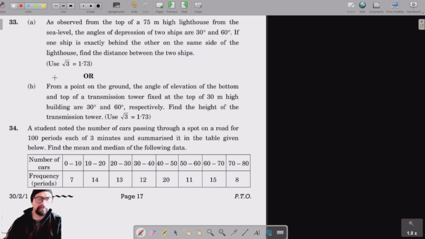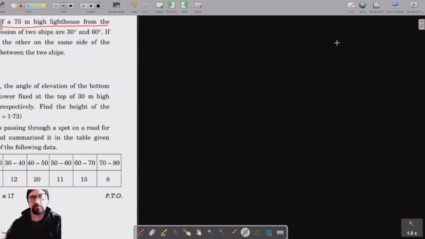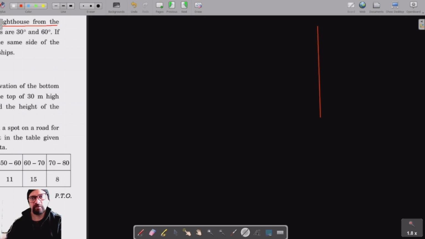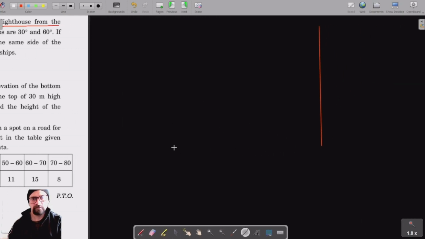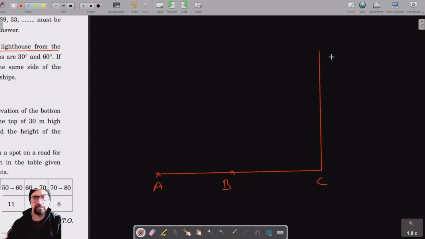Okay, for question number 33, it's given that as observed from the top of a 75-meter high lighthouse. So this is, let's say, the 75-meter high lighthouse. The angles of depression of two ships. So let's say the two ships are in the same line, and this is the position of ship A, and this is the position of ship B. So this is A, B, C, and D.